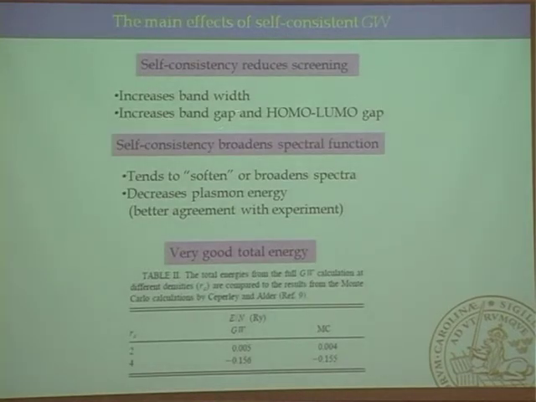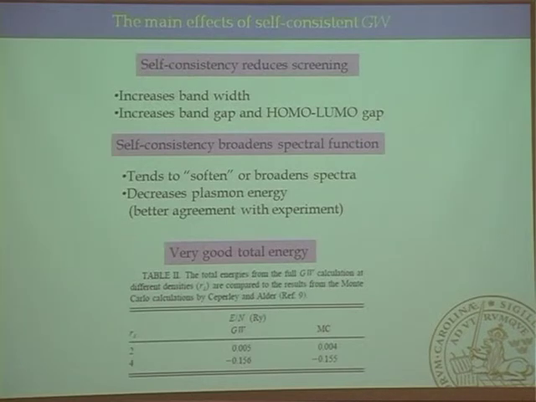the band gap is essentially determined by the strength of the screened interaction. As a result of this reduction in the screening, we get an increase in the bandwidth and an increase in the band gap. So self-consistency also broadens the spectral functions, and it decreases the plasmon energy.